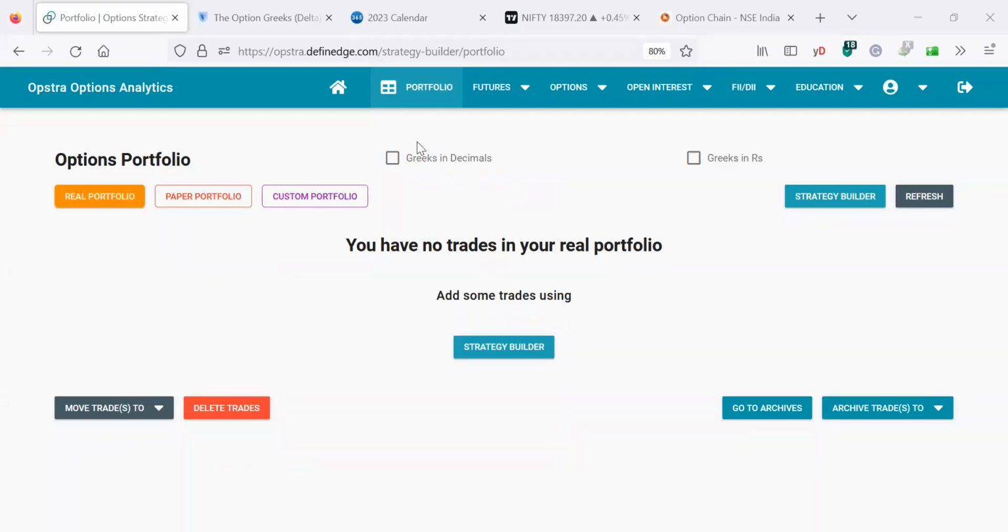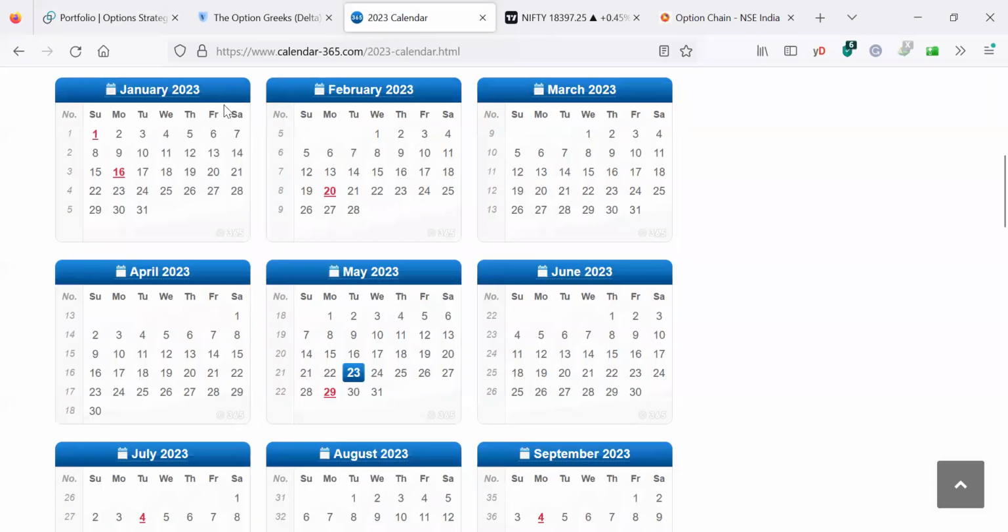Hello friends, so today we are going to understand the delta neutral strategies. In Nifty, we are going to deploy the delta neutral strategy for the monthly expiry. So we will see through the option simulator. Again, I am taking one more example.